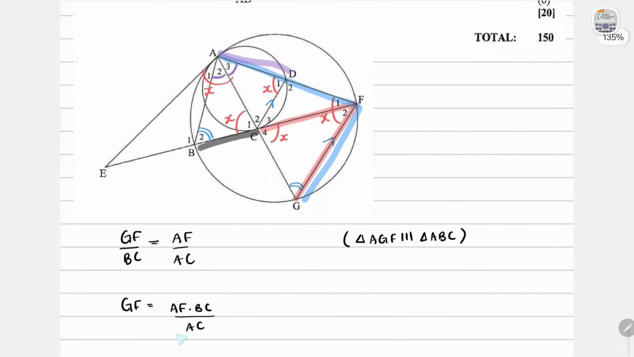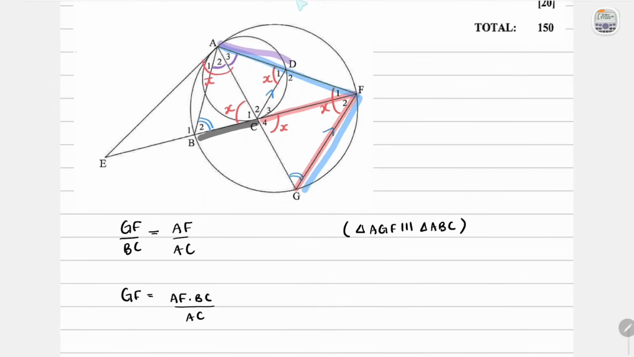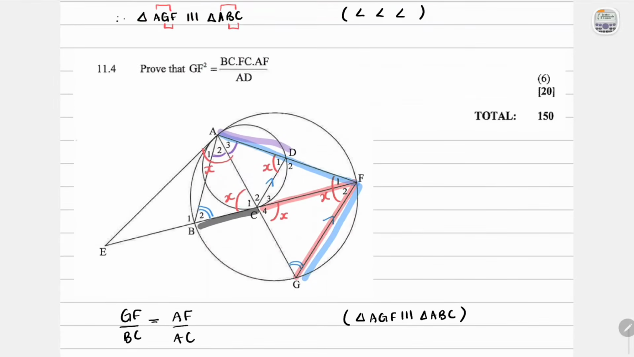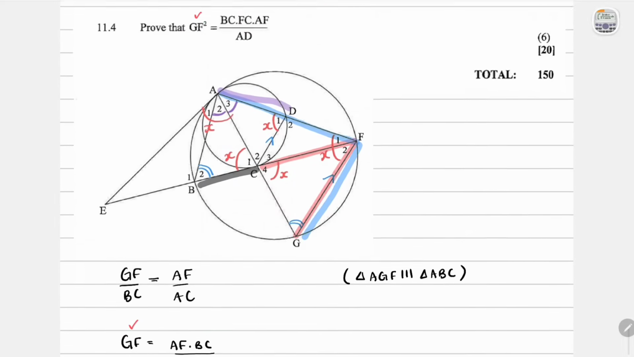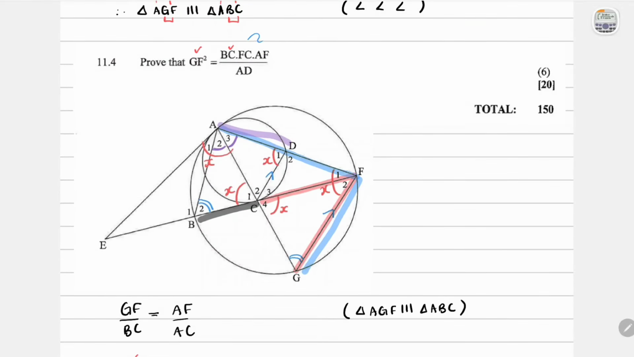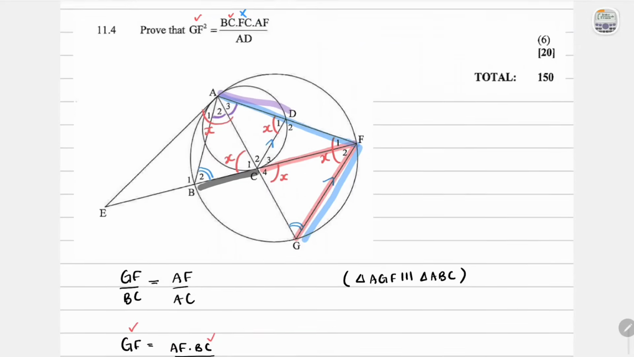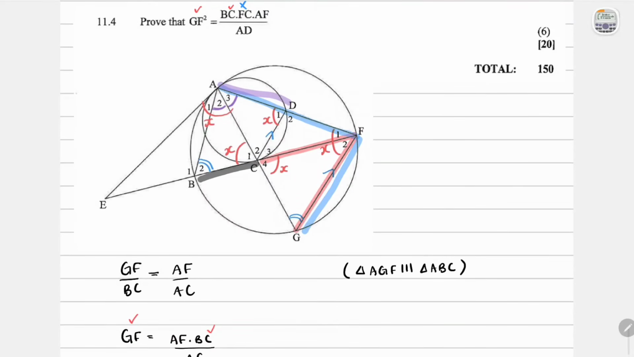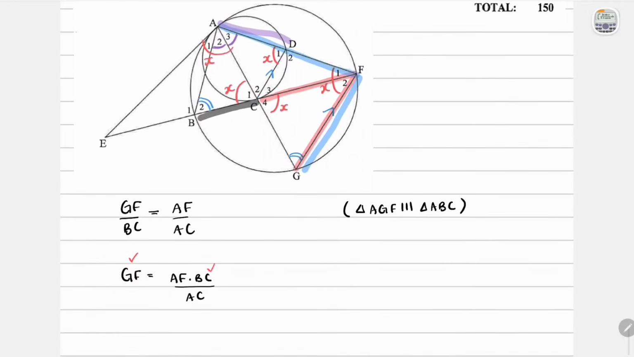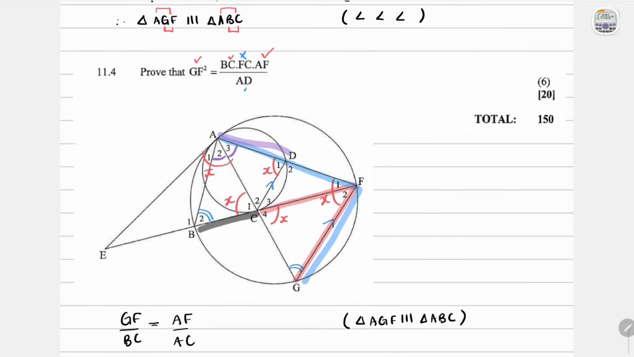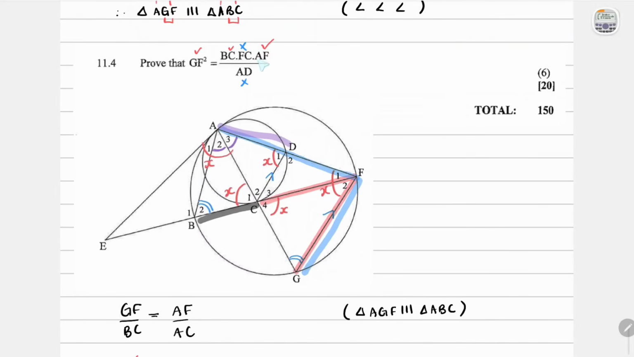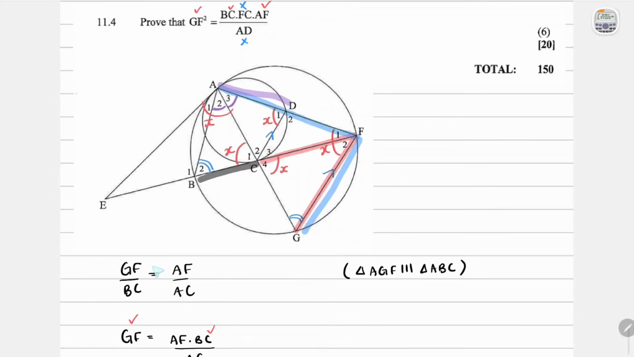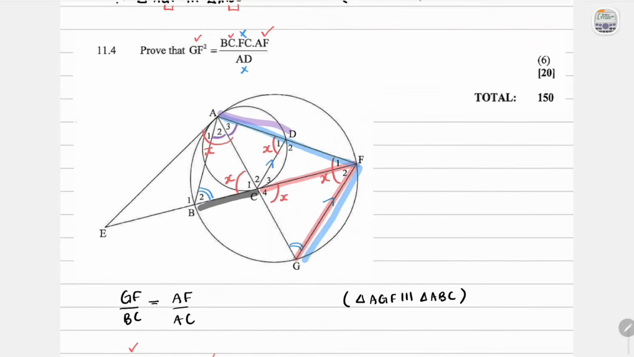Okay, now let's just compare this with what we're supposed to prove. We've got 1 GF. That is great. Okay, we've got 1 GF. We have a BC, which is what they also have, a BC, and FC we don't have. So we need to find something with FC, and AF, we actually do have AF. So AF is there, and AD, we do not have AD. So let's look for a triangle with FC, AD, but remember they should still have GF and AC in it. So these are the sides that we're looking for.